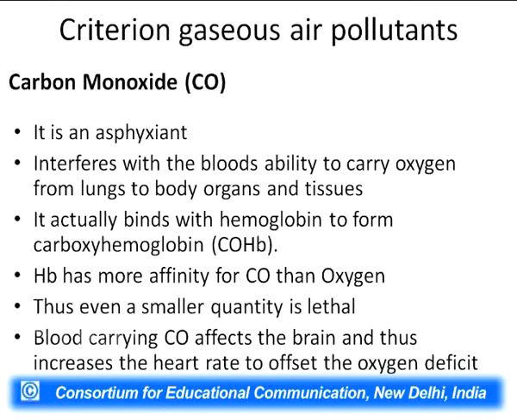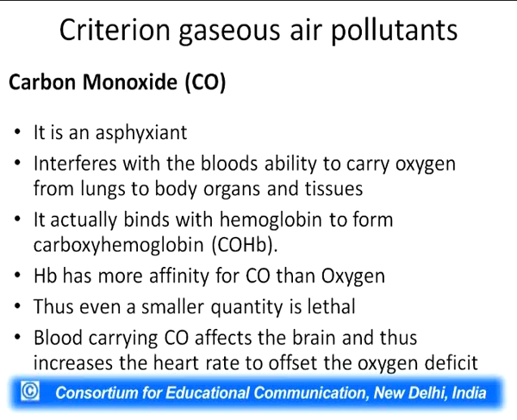Coming to CO, as far as its characteristics are concerned, it is a kind of asphyxiant. It actually interferes with the blood's ability to carry oxygen from the lungs to the different parts of our body and tissues. So what does it do? It combines with the blood and forms a compound known as carboxyhemoglobin, COHb. In fact CO has more affinity with hemoglobin than oxygen does. So the chances of CO getting bound to hemoglobin are more, and even a very small quantity in the atmosphere becomes lethal.